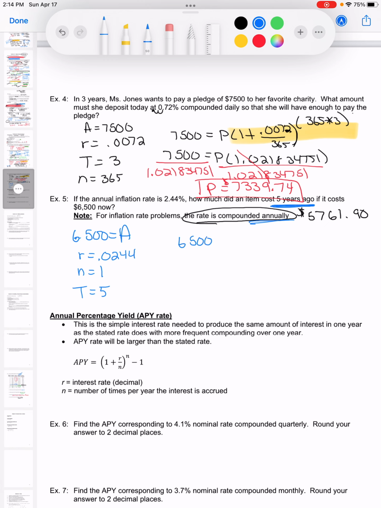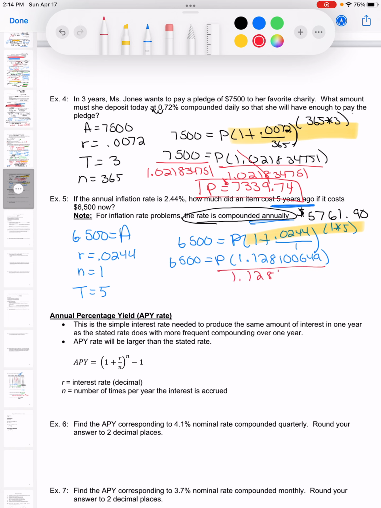So I'm going to get 6,500 is equal to P, 1 plus 0.0244, and that's just once a year, 1 times 5. I'm going to type in to get my nasty decimal. And then last, I'm going to divide by the nasty decimal. To get my final answer, $5,761.90. Again, 2 decimal places.